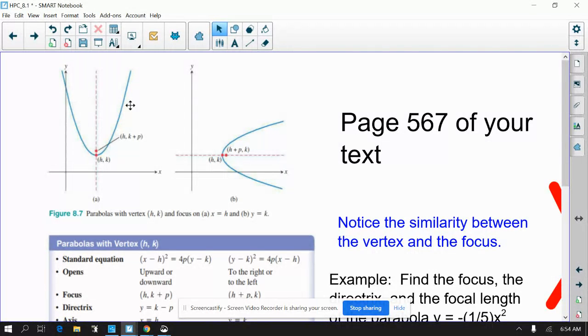Just like these parabolas can be facing up or down, these can face left or right. And I hope you're noticing that we're not talking about functions anymore, because this is not a function of x. It's a function of y, but regardless, we're not going to be using the function symbol anymore because most of these conic sections are not functions.